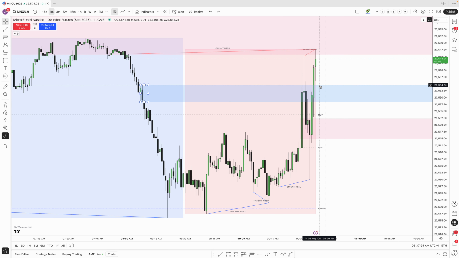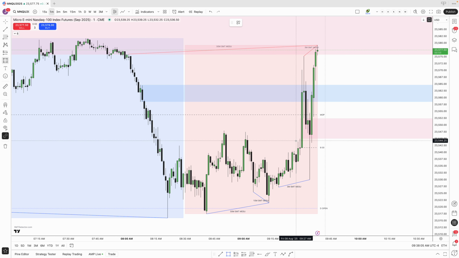So that's SMT at the SMR there. Time cycle. So I'm actually going to wait for one of three things to happen: inversion fair value gap, breaker, or an inversion fair value gap plus breaker, which would be all the way down here.